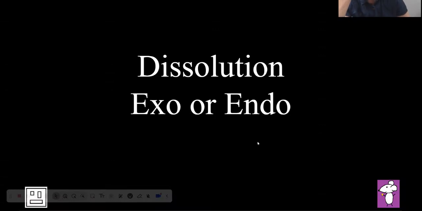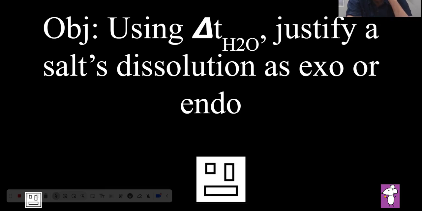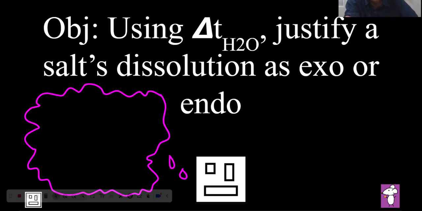All right, so our topic, when you dissolve something, is the process. How do you know whether a process is exo or endothermic? Here are some important things to help you if you'd like to use them. Here's our objective. You're going to use temperature change. All you have to do is look at what happens to the solution and what happens to its temperature.